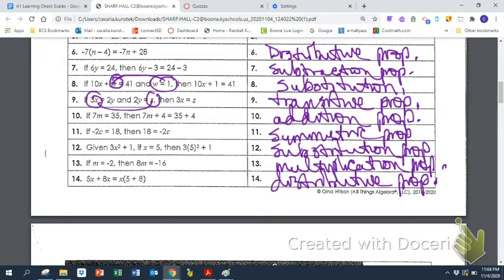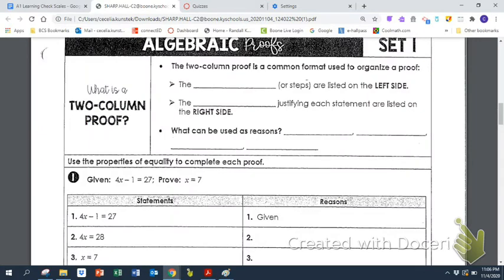on number 10 addition property, and then symmetric property for 11, substitution property for 12, for 13 multiplication property, and for 14 hopefully you got distributive property. So it's important to get very fluid and fast in understanding those, because we're going to need them for our proofs on the next page. Okay, so we're going to be working on these proofs today and probably through Monday.